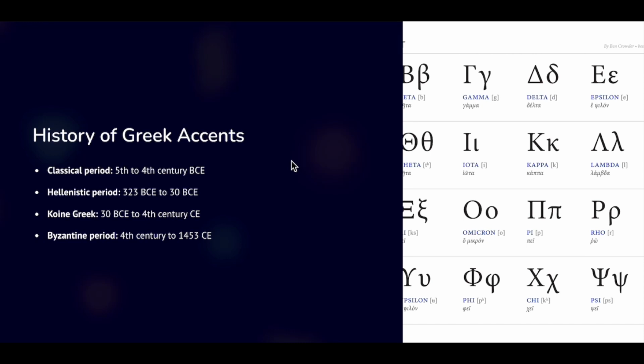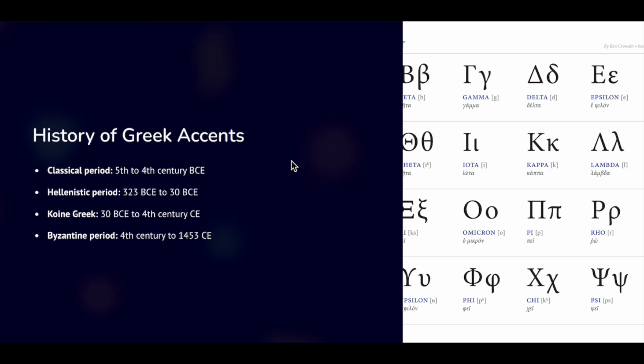From 30 BCE to the 4th century CE, the type of Greek that was primarily written and used was known as Koine, meaning common in Greek. It emerged as a simplified form of Classical Greek and became the lingua franca of the Eastern Mediterranean and beyond under the influence of the Hellenistic kingdoms and later the Roman Empire.